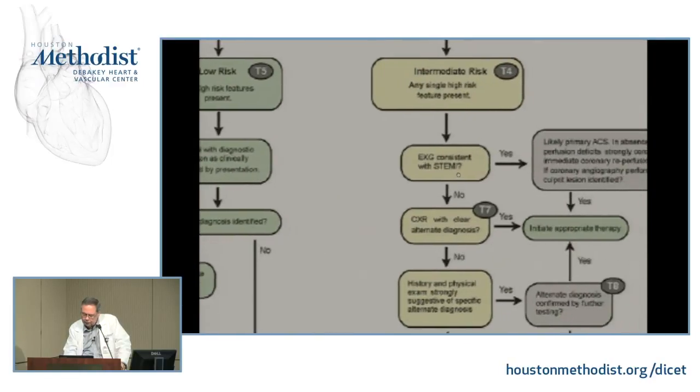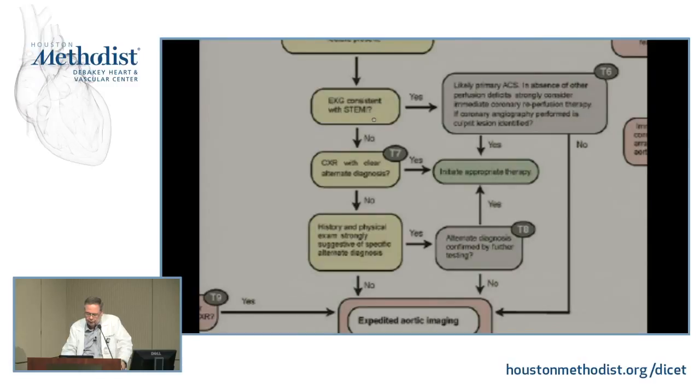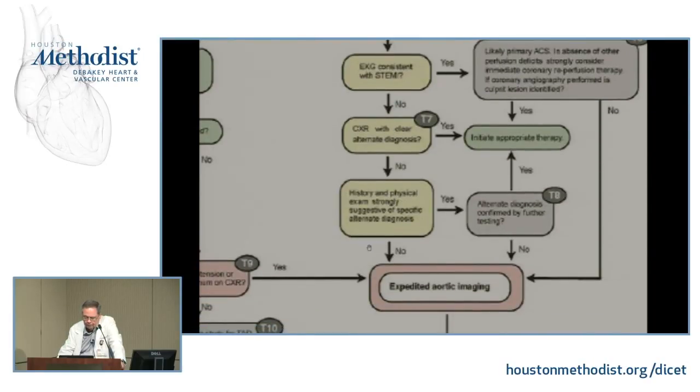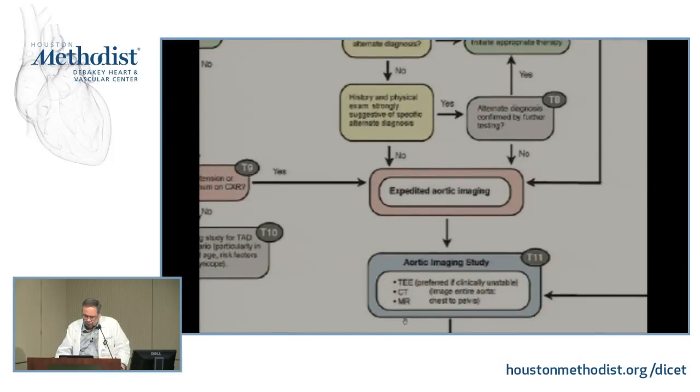The intermediate risk, obviously, if they have an ischemic EKG, they're going to go by way of usually the ACS pattern. Again, if your chest X-ray suggests, or your history has some suggestive findings that make you concerned with dissection, you're going to want to do what they call expedited aortic imaging, which again is what I showed you earlier. Either you go for a CT, you go for a CMR, or you go for a TEE. And that was the part I showed you a little earlier.